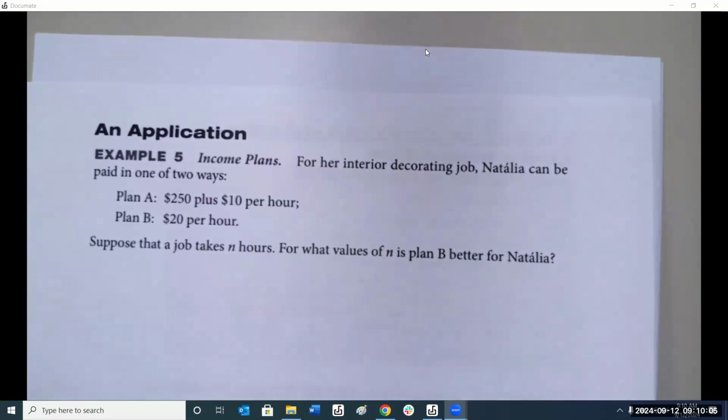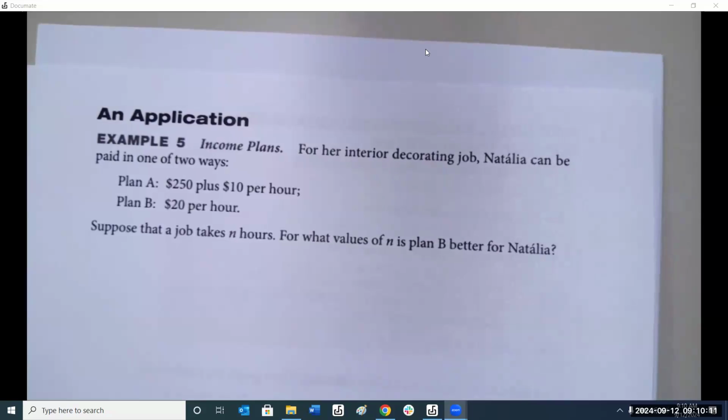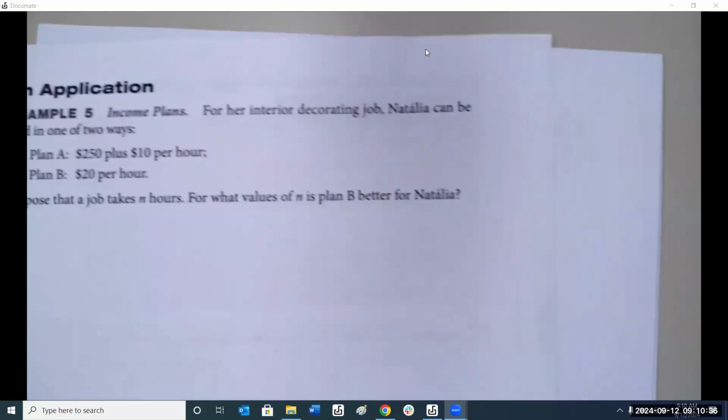Let's look at an application, a word problem. I know, it's what you guys live for. Here it is. Income plans. For her interior decorating job, Natalia can be paid in one of 2 ways. Plan A is $250 plus $10 per hour of work. Plan B is $20 per hour. Suppose that her job takes n hours. For which value of n is Plan B better for Natalia? So let's see how we build that.